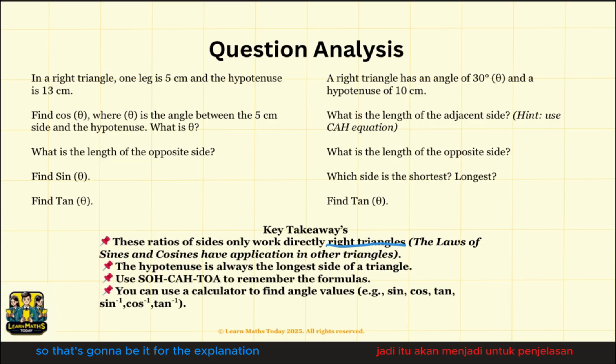So that's going to be it for the explanation on trigonometric ratios. I hope this made sense. And now I'm going to move on to explain obtuse trigonometric ratios, which are closely tied with this concept.